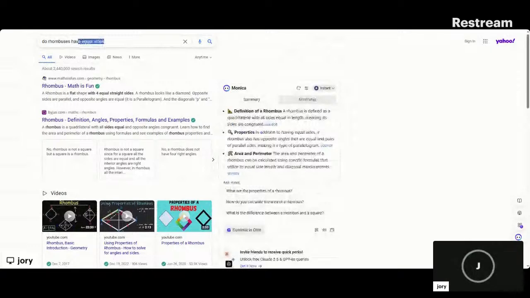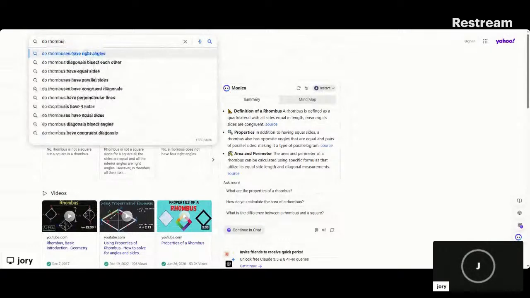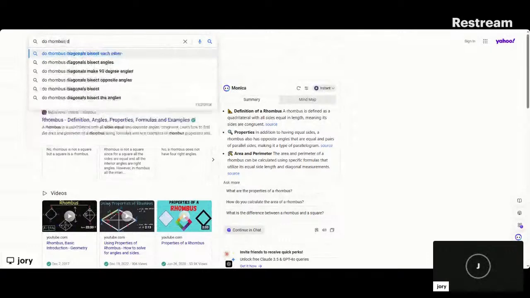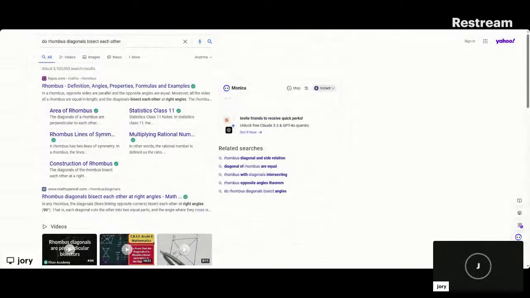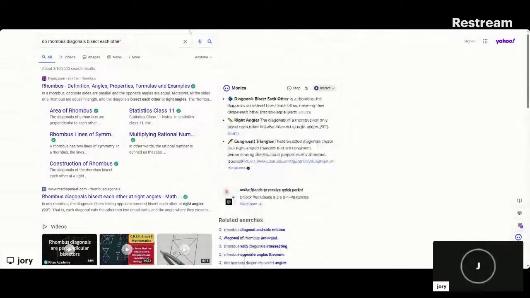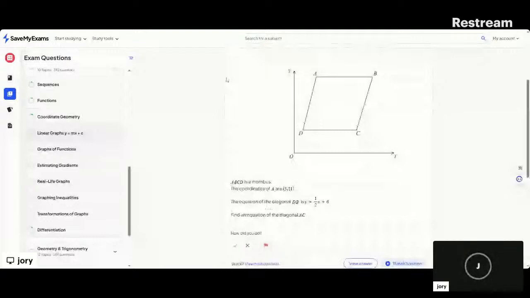Okay, since we're here, do rhombus diagonals bisect each other? At right angles, they are perpendicular bisectors. I'm right. Okay, so if they're perpendicular bisectors, the point is they're perpendicular.